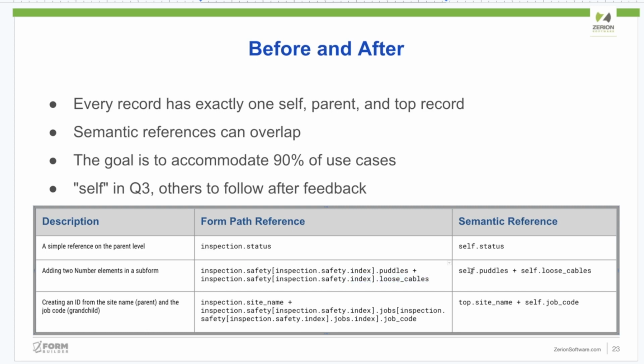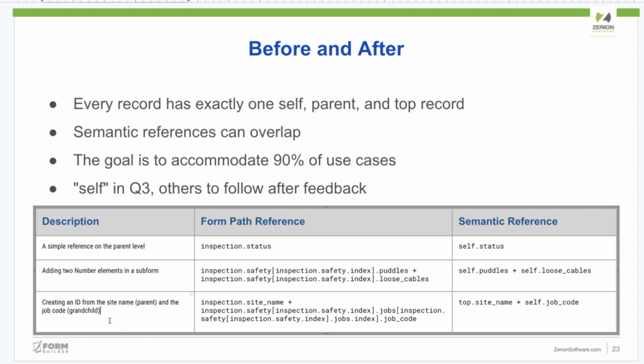We can simplify this by just saying self.puddles plus self.loose cables, taking out the entire need to drill down through that subform structure. We're just saying, relative to the view I'm in, grab the element that's probably literally right next to me, and let's add these two values together. So this is going to be much more portable. It's much shorter. It's easier to use. And this would even work if it was a grandchild reference, to elaborate on the functionality.